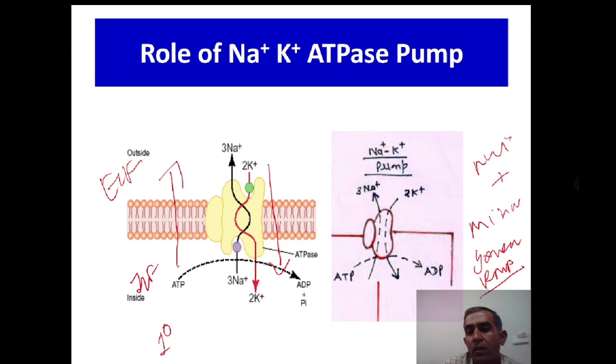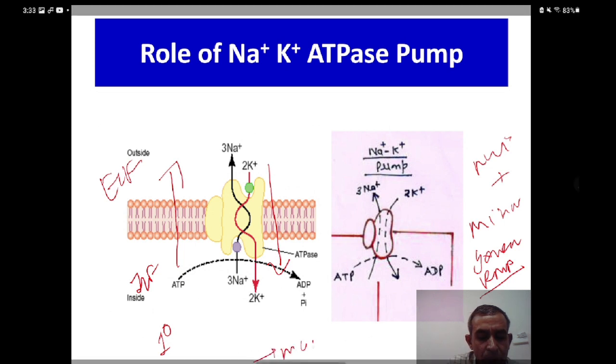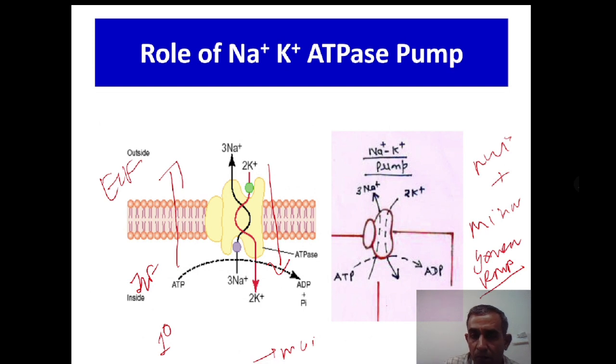For example, of the RMP of any cell, almost 90% of the RMP is because of the first 4 reasons that we have explained earlier. The last 5 or 10% of the RMP is because of the sodium potassium ATPase pump. So in one line, if you want to explain the role of the sodium potassium ATPase pump in terms of the RMP, it is mainly for the maintenance of the RMP rather than genesis. So this is the function of the sodium potassium ATPase pump in relation to the RMP.